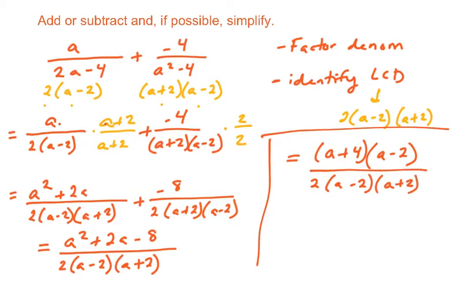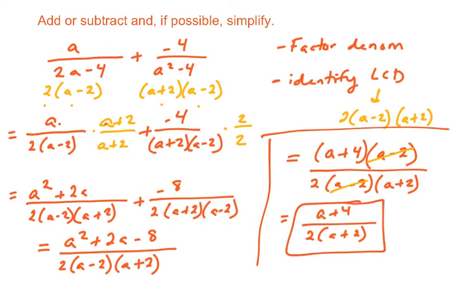Then we'll notice that we have an a minus 2 in the numerator and the denominator, so those will cancel, and we're left with a plus 4 divided by 2 times a plus 2. And we are going to leave our answer in that form.